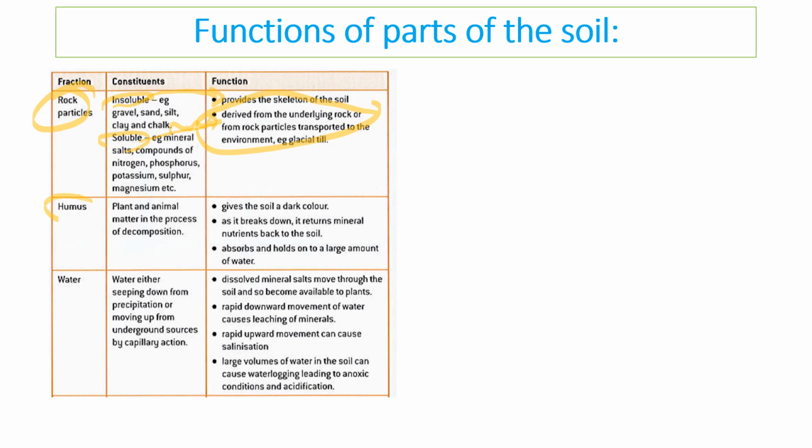Then you have things like humus, which is the dead organic matter that's in the process of decomposition. That gives it its dark colour, not that that's really a function, but as it breaks down, it does mineral recycling, returning nutrients back into the soil so plants can absorb them back into the food chain. And it absorbs a huge amount of water.